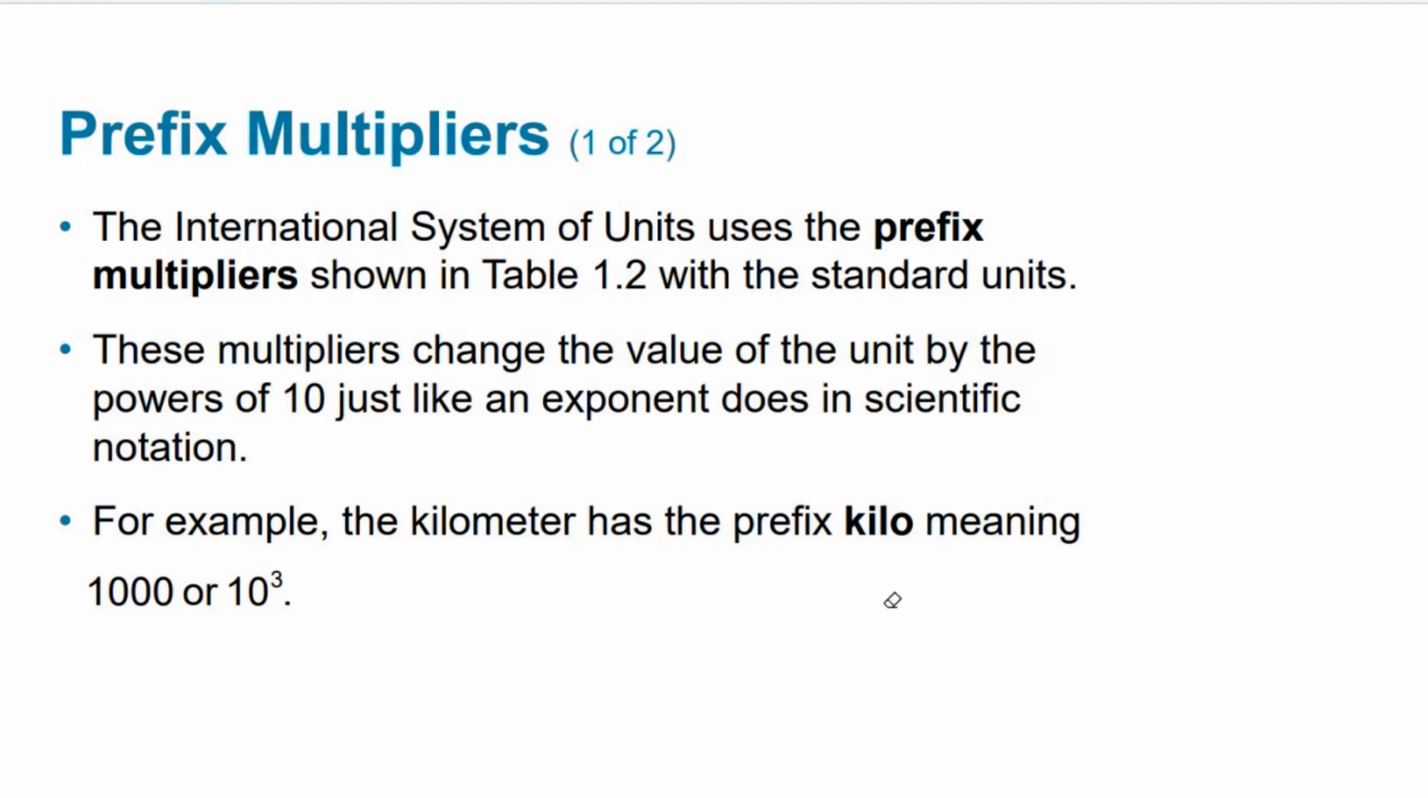So prefix multipliers are a way to change from our base unit to a different unit. And what this does is keeps our numbers more workable. Okay. So instead of dealing with, let's say, something like 1,365 milliliters, we might find it a little easier to express our number as 1.365 liters. It just keeps the numbers a little easier to work with.